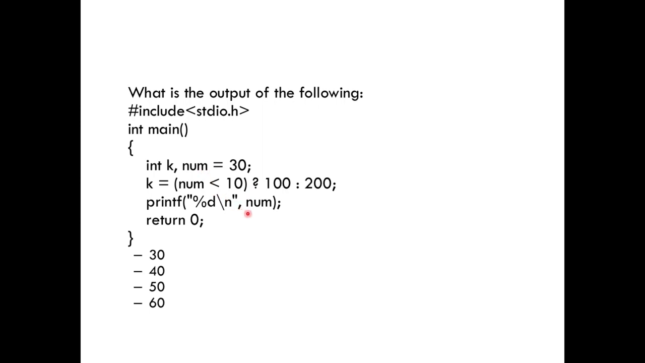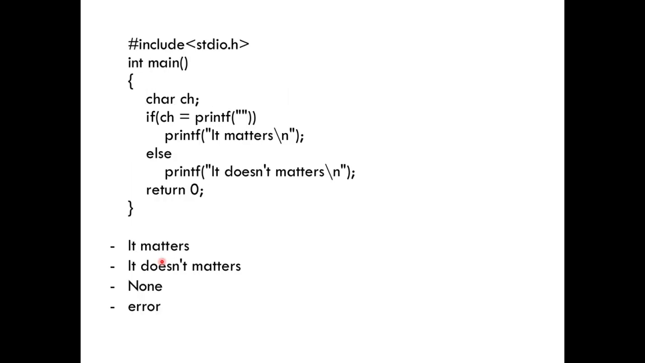So here num is equal to 30. So the answer is 30. Alright. They are just displaying the number. They are not concerned with the value of k, what exactly is happening over here. Is that clear? So the answer is 30. Okay, so we'll go to the next one.